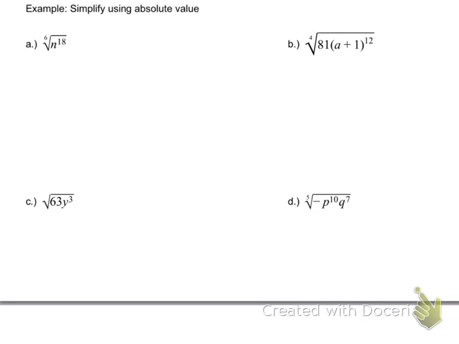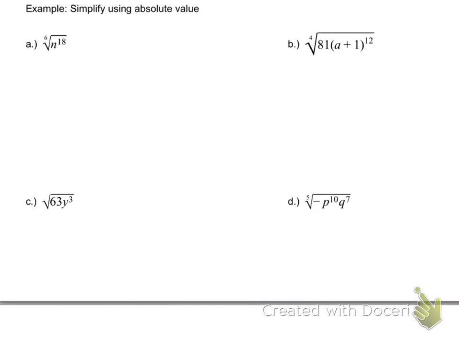So, here's our examples. I want you to simplify using the absolute value if you need to. We're forgetting about that part for now. If I have the 6th root of n to the 18th power, and I want to simplify this, I can use rule number 1. Rule number 1 says that if I got numbers that are multiplied inside, I can separate them to their own root. How many n's are there in there? 18. There are 18 of them.